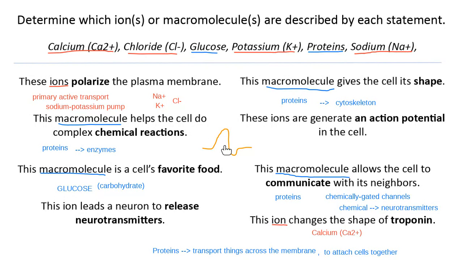Which two ions help me to make an action potential? Which ions do I use on that graph?